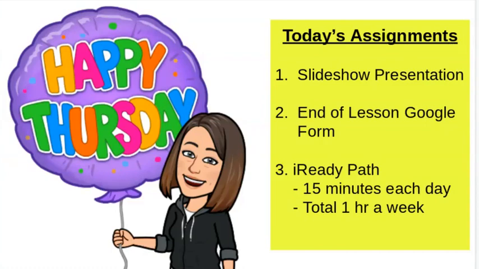Our procedures each day are going to be the same, where you're going to have a slideshow presentation with things for you to complete, followed with an end of lesson Google form. And then don't forget you have your iReady path that you need to complete 15 minutes each day for a total of 60 minutes by the end of tomorrow.